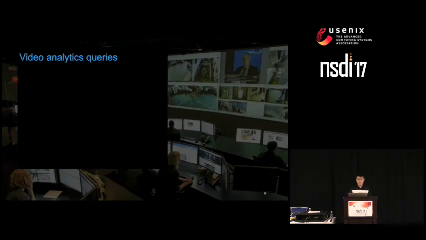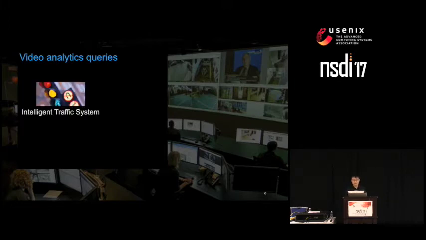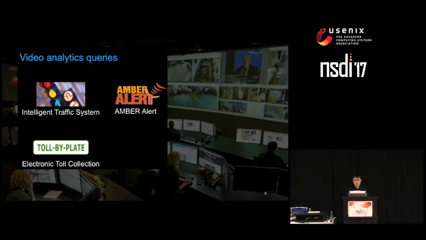The key to achieving the potential of these cameras is effectively analyzing live video streams. Many types of video queries are developed for this purpose, such as counting cars for smart traffic light control, toll collection by reading car license plates, tracking child abductors in Amber Alerts, recognizing faces when people are around your doors, and so on.